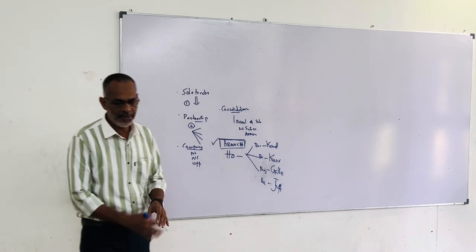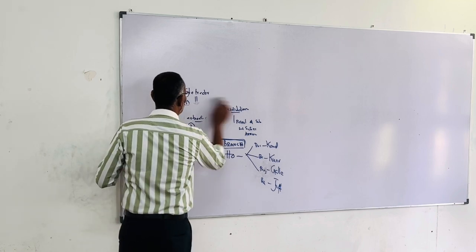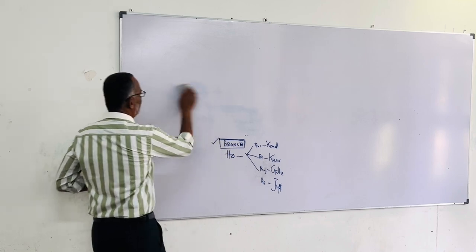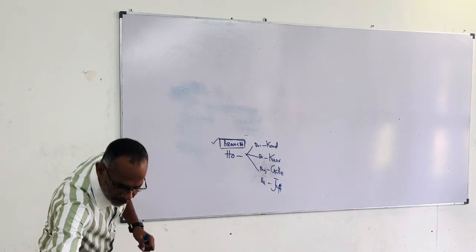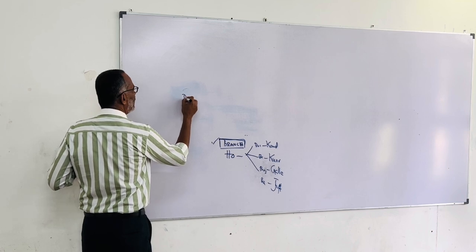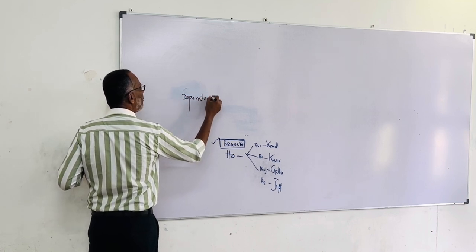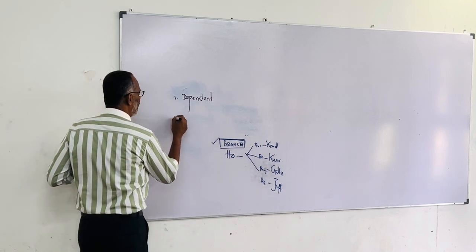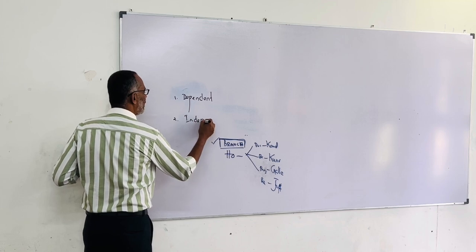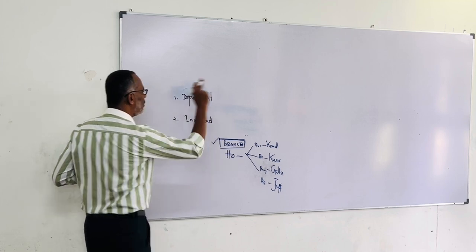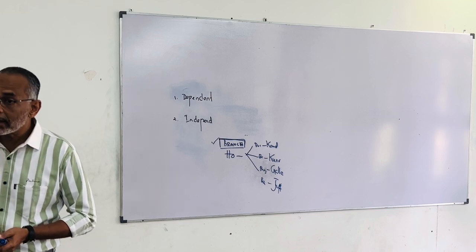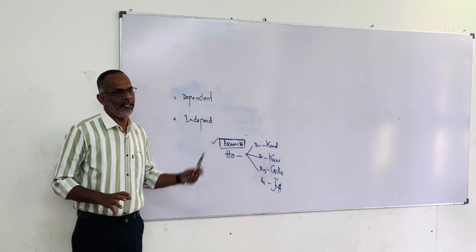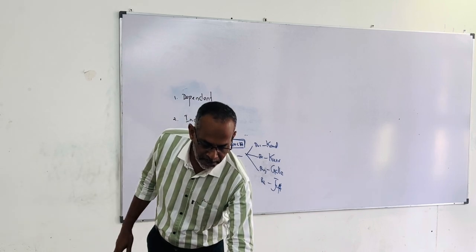Is it clear? Right. Under the branch, there are two types of branches. Number one is called dependent branches. Number two is called independent branches. I have given these two types in my handout for information, just to look at. Number one is dependent. The other one is independent.